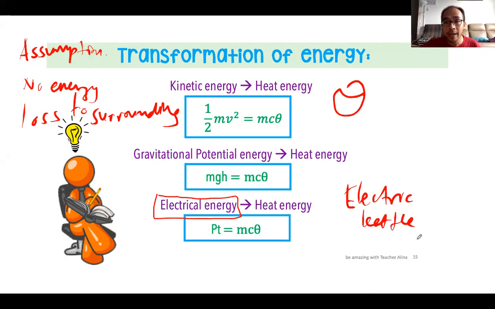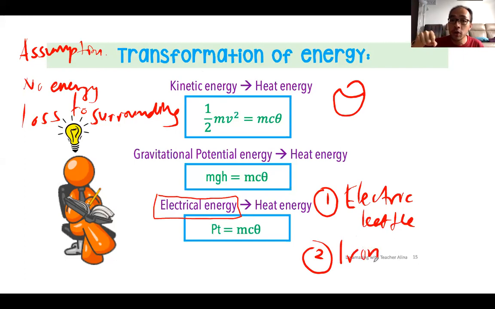Can you think of another device that changes electrical energy to heat energy? So one is electric kettle. Anyone think of another one? This is a question that I need you to answer. If you can answer in the chat section, you can answer in the chat section. If you can answer, you can turn on the mic. Okay, very good. So some of you are writing here, iron is another one.